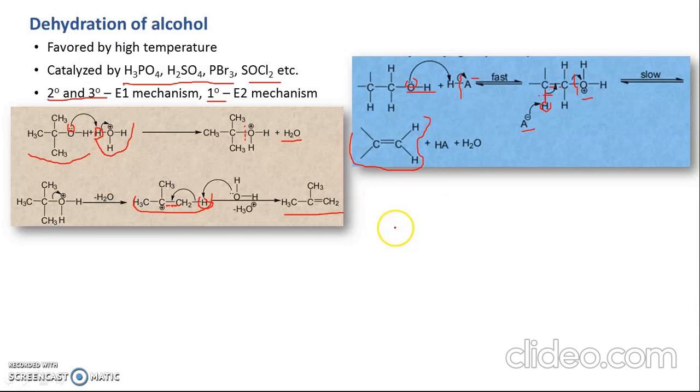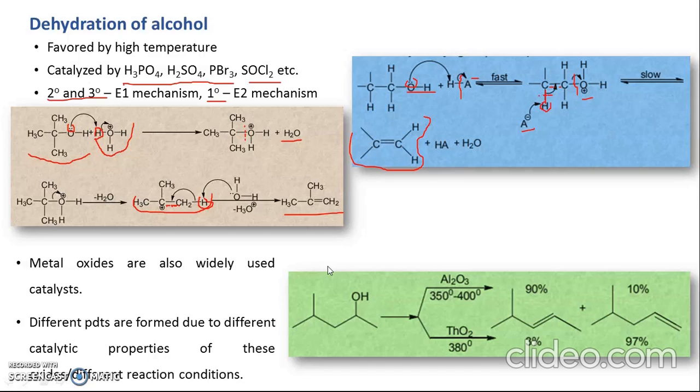Okay. So next, another example of dehydration of alcohol we have here, but this is catalyzed by metal oxides. So metal oxides can also be used in dehydration of alcohol, and different products will be formed depending on what type of metal oxide you are using. Here we are not going into the detailed mechanism of why when you are using aluminium oxide you are getting one type of product, and with thorium oxide another type. Not just another type, I am talking about a different regioisomer that may vary.